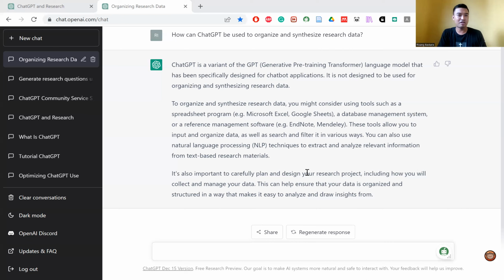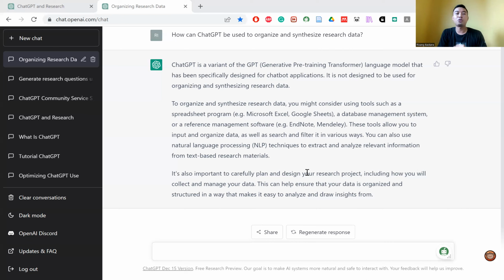Then ChatGPT might generate suggestions such as, you could create a line chart to show the trends. You could create a bar chart to compare the performance of different teaching strategies, or you could create a scatter plot to show the relationship between teaching strategies and student performance.